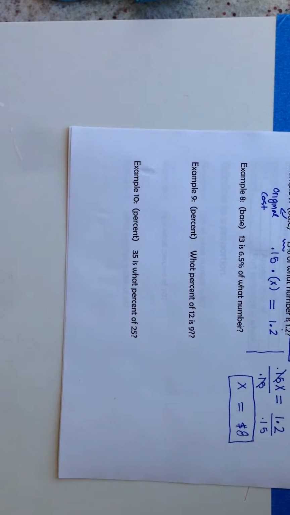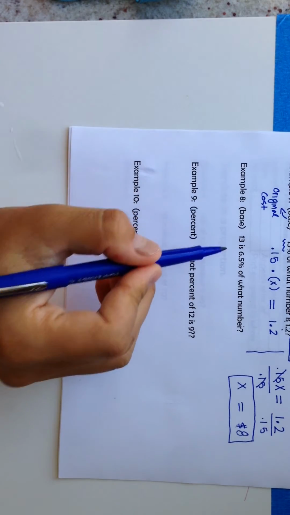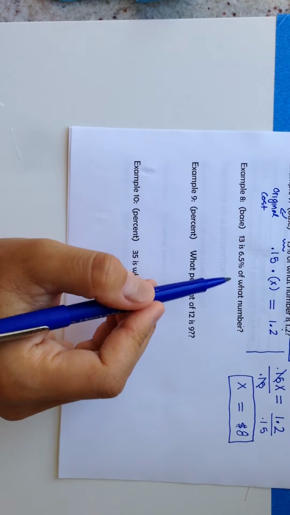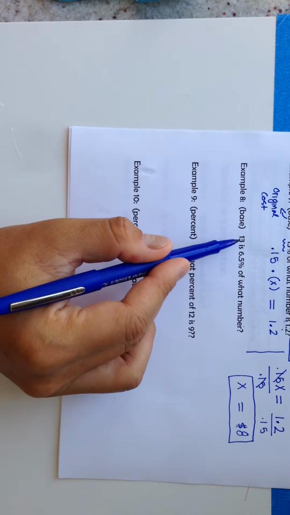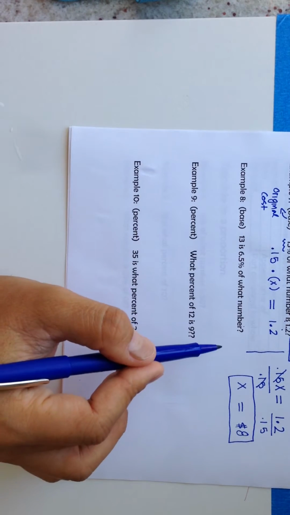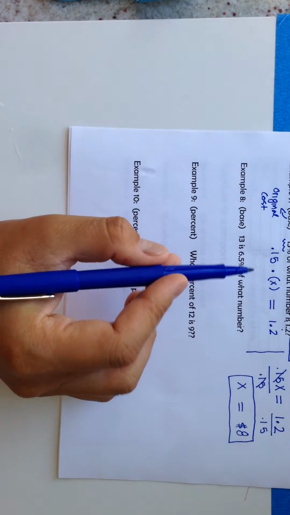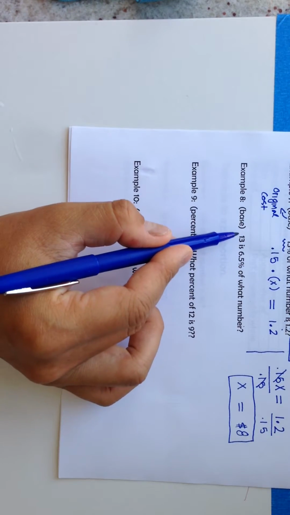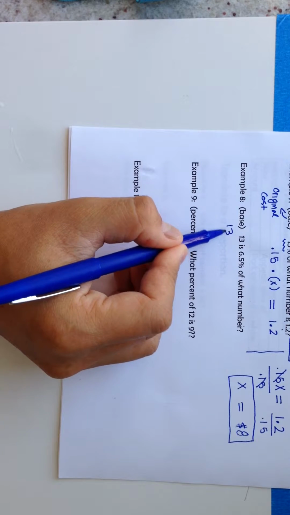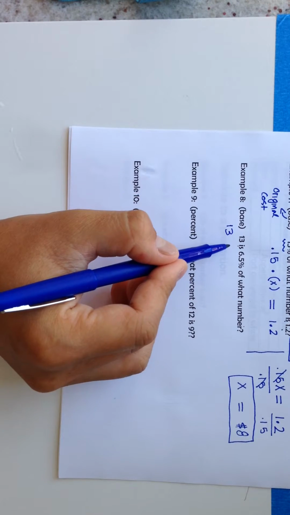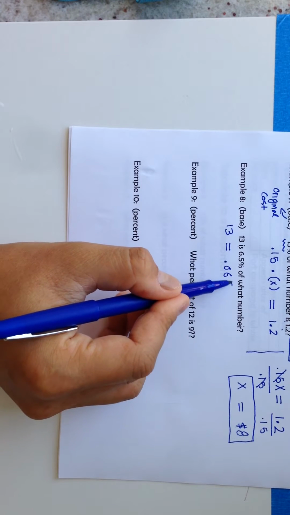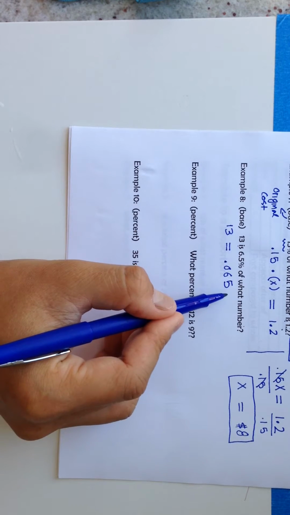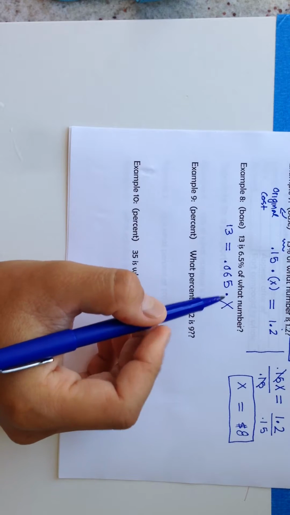All right. So example 8, you save 6.5%, which is $13. So how much did you pay at the mall in total? So start off with 13 is, remember, is an equal sign. 6.5%, turn that into a decimal. Of means multiply. What number is the letter X?